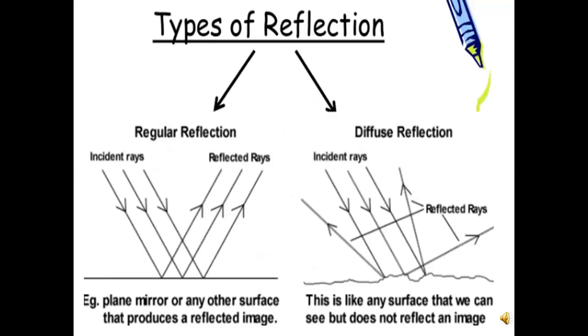Types of reflection. On a mirror, we can see our image but not on the wall. Why? Both surfaces reflect light. Only because the reflected light reaches our eyes are we able to see it. If the wall was not reflecting light, then we couldn't see it. So, there are two types of reflection: regular reflection and diffuse reflection. For example, a plain mirror or any other surface that produces a reflected image shows regular reflection. Any surface that we can see but that does not reflect an image shows diffuse reflection.